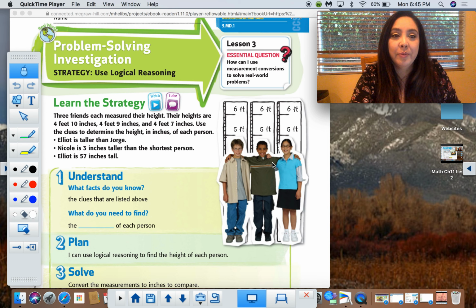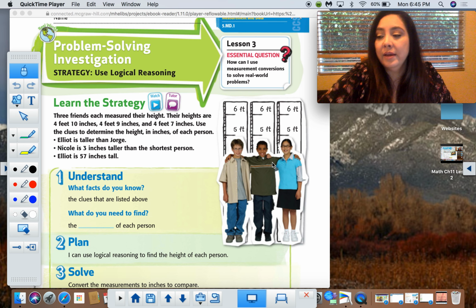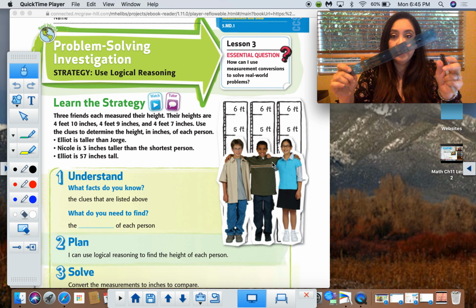Chapter 11, Lesson 3, Problem Solving and Investigation. We're going to use some logical thinking today. We're going to create a table, and we're also going to use our conversions from feet to inches and inches to feet. We talked about this in other lessons.